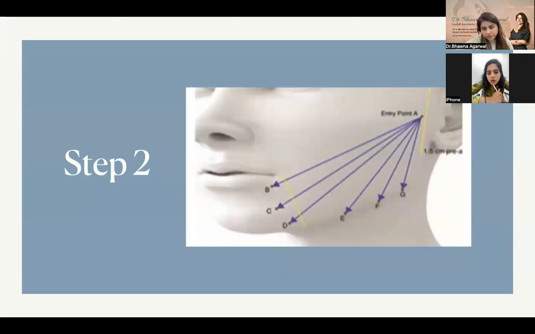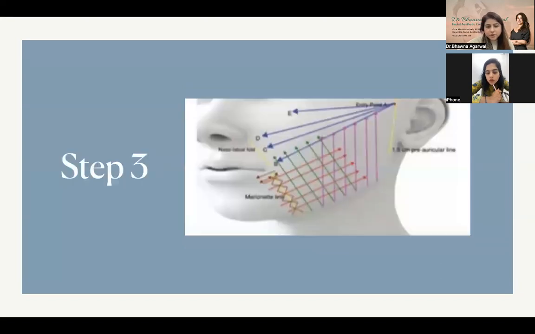This is for cogs. There is only one entry point. So you do 3 like this and 2 like this, or the entry points can vary. It can be either here or here. They can vary. Here it is pre-auricular.